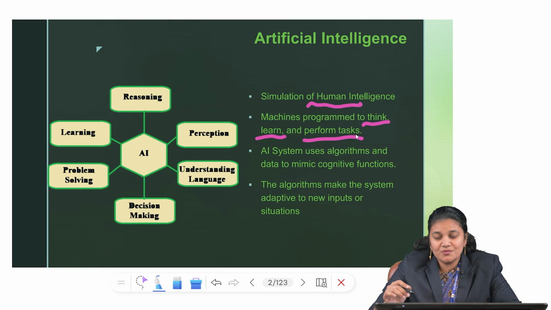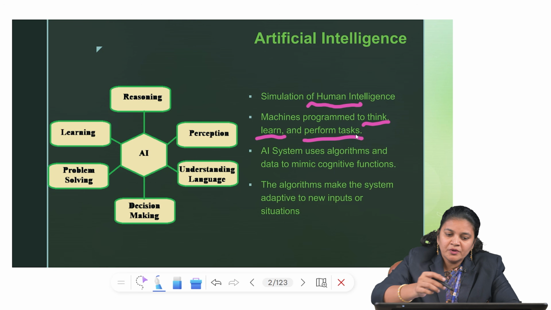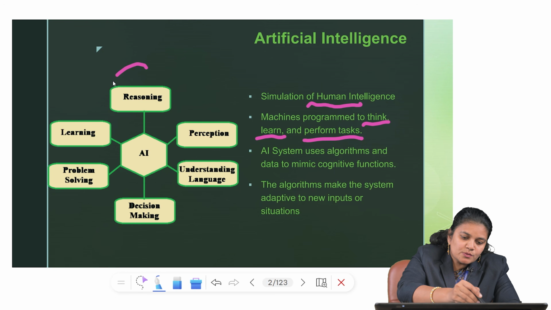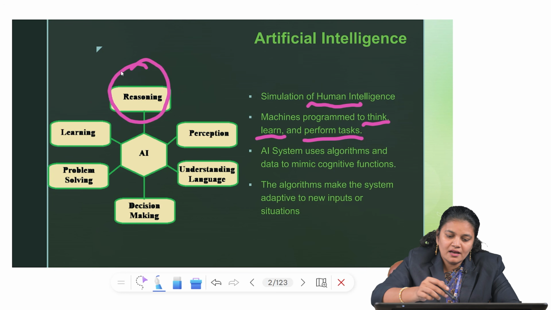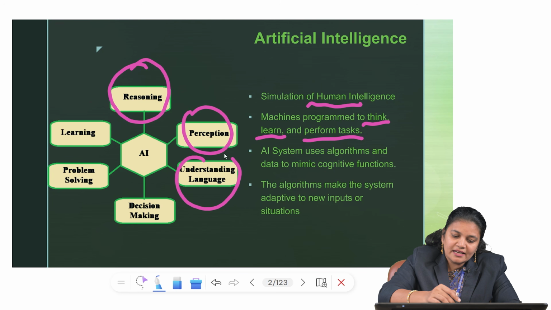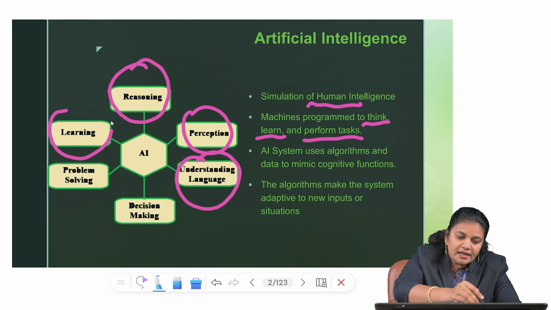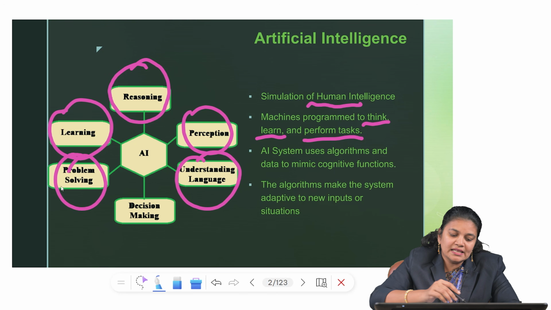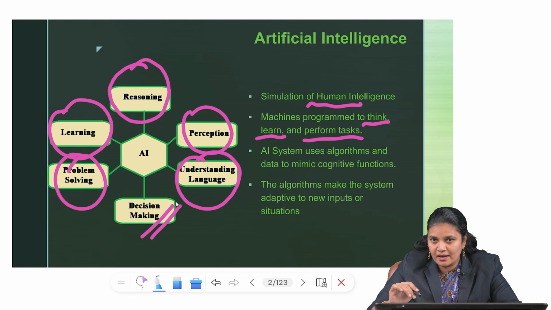What kind of tasks do we expect the machines to do? Artificial intelligence deals with various tasks like reasoning, perception, understanding various languages, learning from existing things to solve certain problems, and finally, the very important thing, decision making.